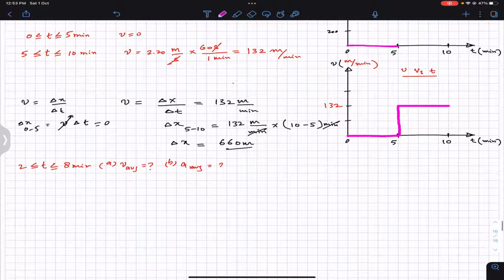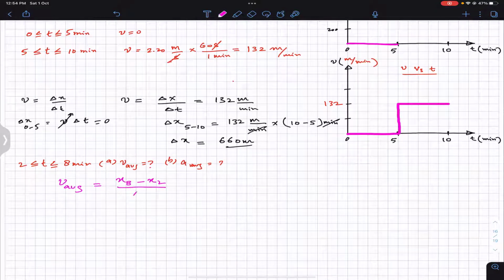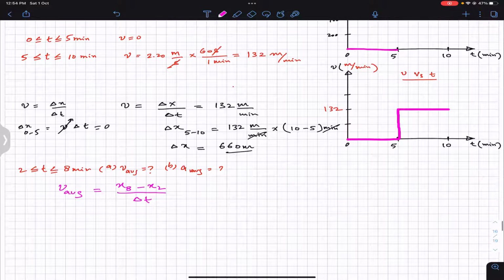So average velocity from 2 to 8 minutes will be x8 minus x2. This means the position at t equals 8 minutes and the position of the man at t equals 2 minutes. So x8 minus x2 divided by delta t. So we need to have the position of the man at t equals 8 minutes.